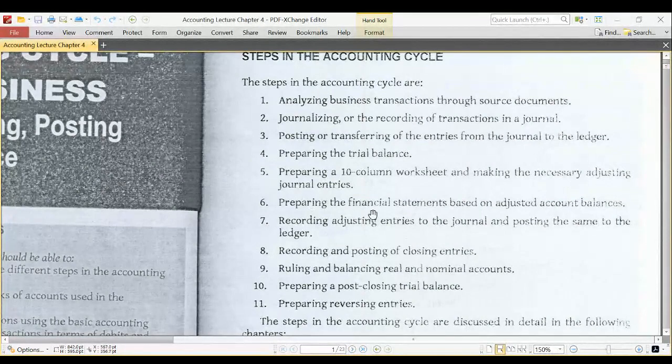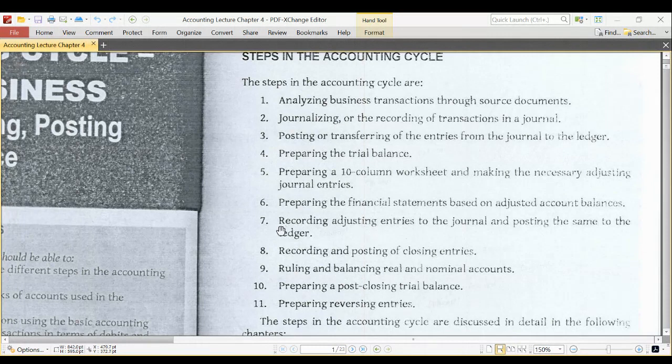So, after, di ba, may 10-column worksheet. And then, we will prepare financial statements. Sa mga next chapters na ito ng book. Pero sa chapter 4, steps number 1 to 4 lang. Yan. Then, pag nag-prepare ka na kasi financial statements, meron kang mga adjusting entries.